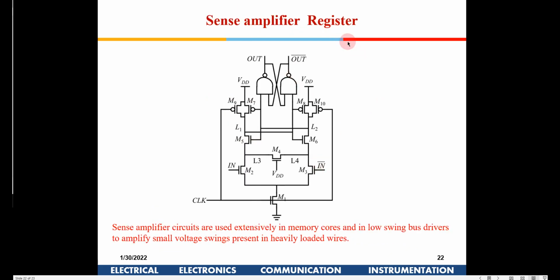Now this is a sense amplifier register. This is generally used where you have dynamic memory cells in which you have the bit and bit bar lines, right?